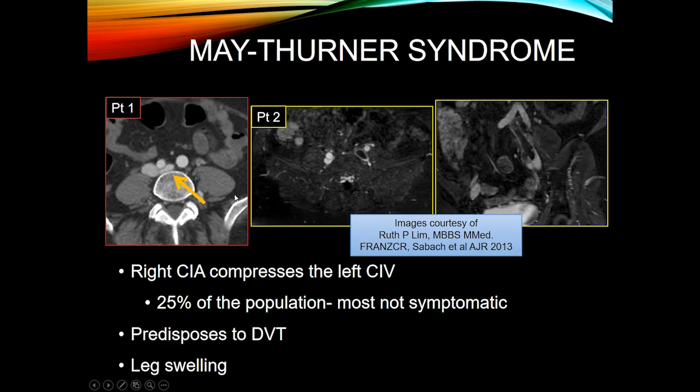May-Thurner is another compression syndrome, when the right common iliac artery compresses the left common iliac vein, causing stasis. In this case, there's susceptibility to thrombosis, and here the patient has thrombosis. So they usually present with unilateral leg edema. Again, this compressive phenomenon can be seen in a lot of patients, and most are asymptomatic, but it can also predispose patients to DVT and leg swelling.